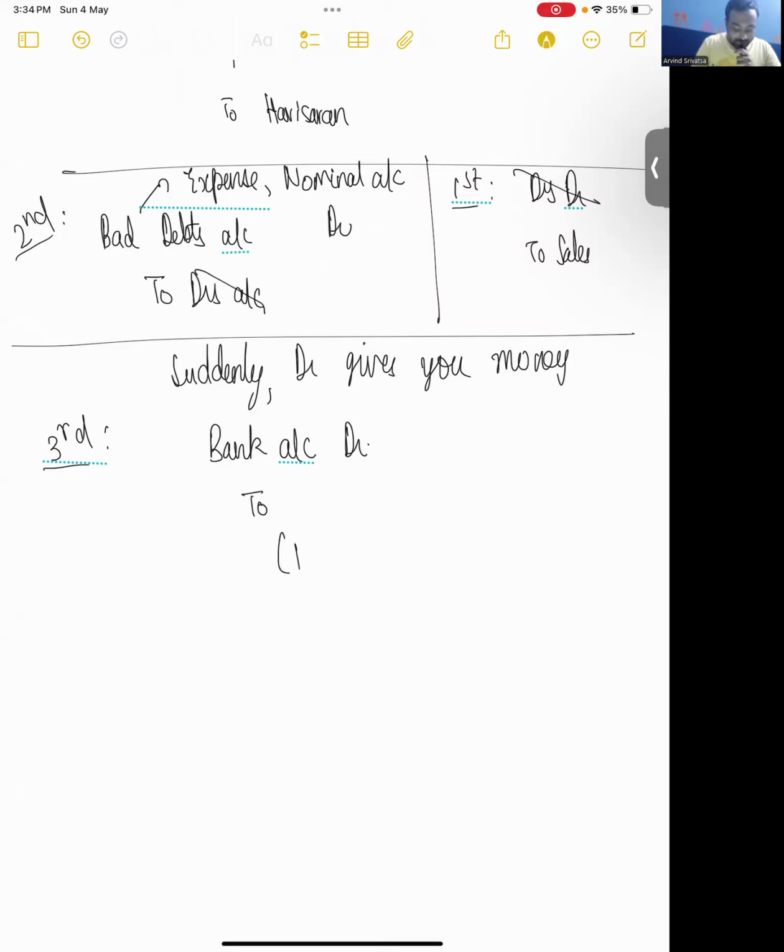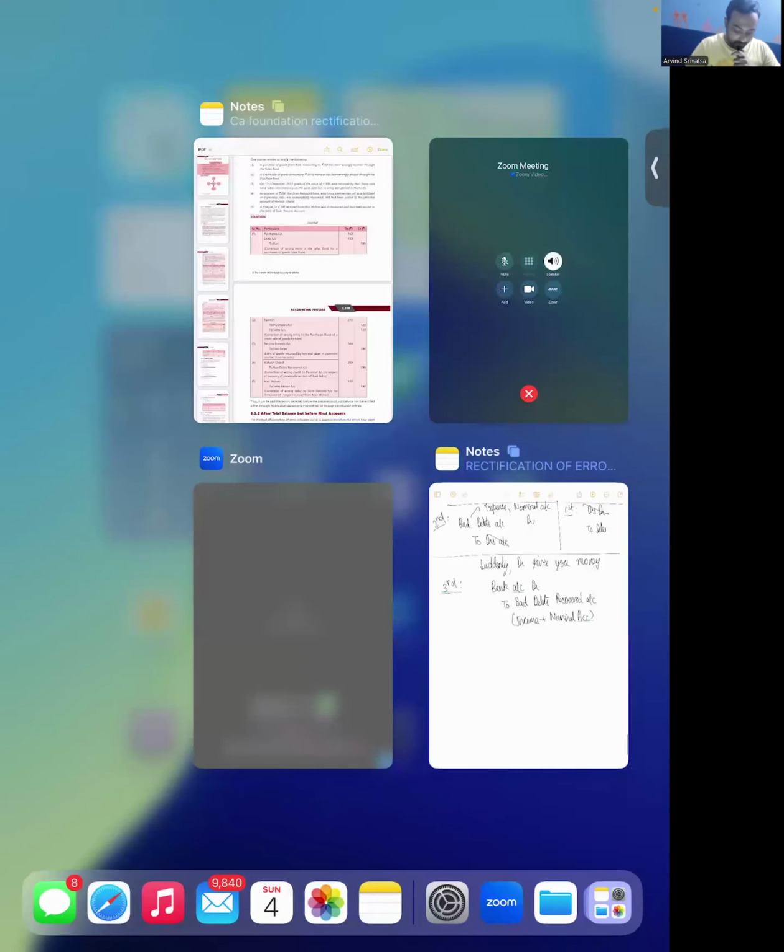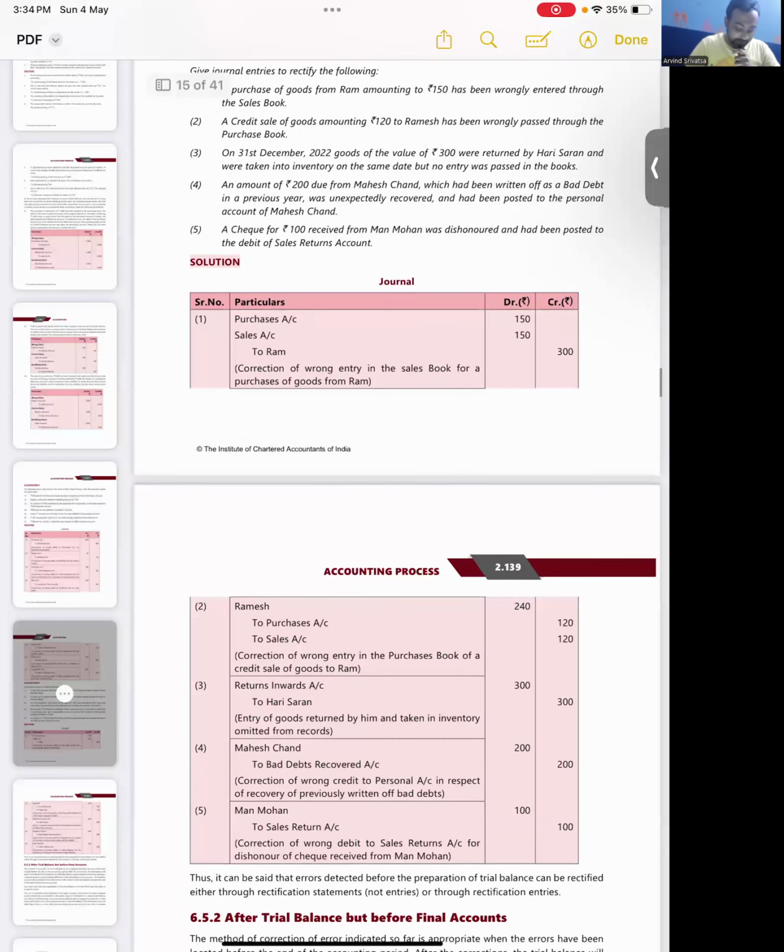What is income? Income is again a nominal account. So what is the rule for a nominal account income? Credit all incomes and gains. So you will credit an income account called bad debts recovered account. Perfect? Yes, sir. Perfect. Superb. Okay, I think we understood this. So this is the entry we will pass.